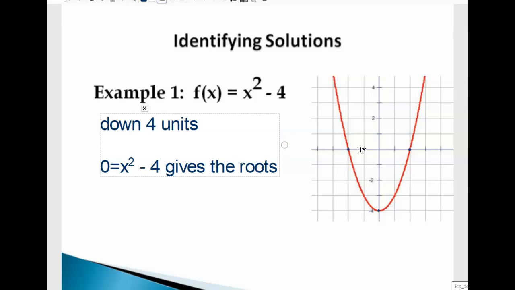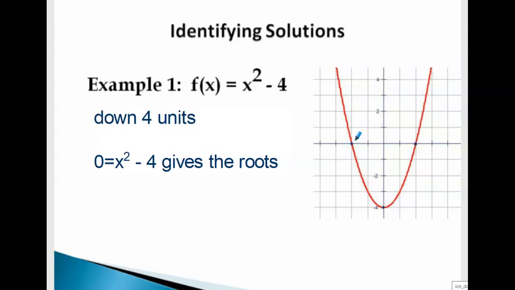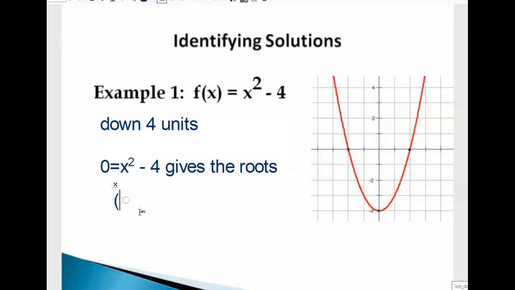So if that gives the roots, we can also see that graphically, and we notice on the graph that it occurs at this point here and that point there, which are the coordinates -2, 0 and 2, 0. So my roots occur at -2, 0 and +2, 0. Those are my solutions or roots.